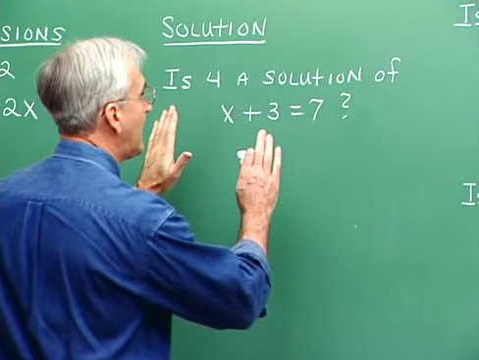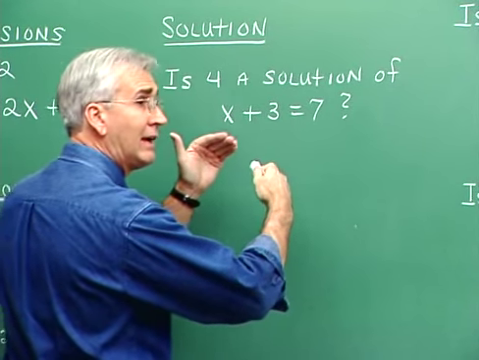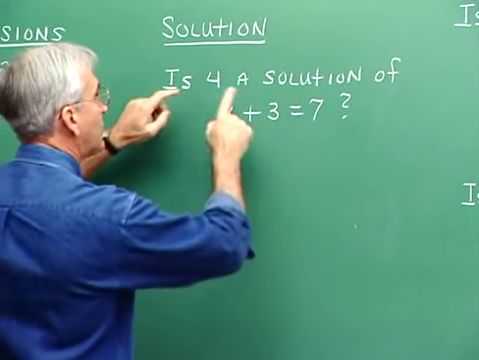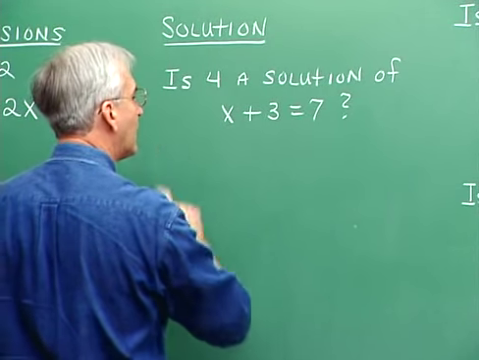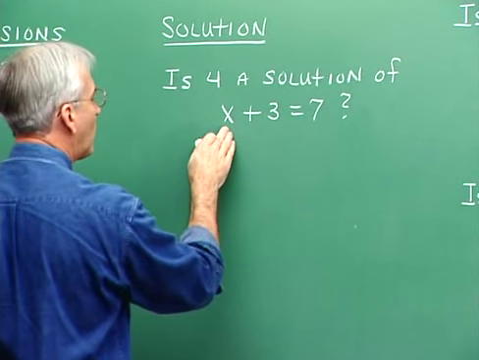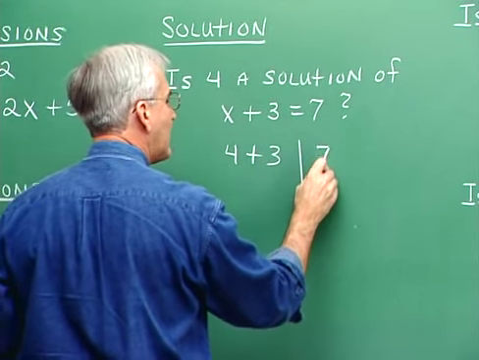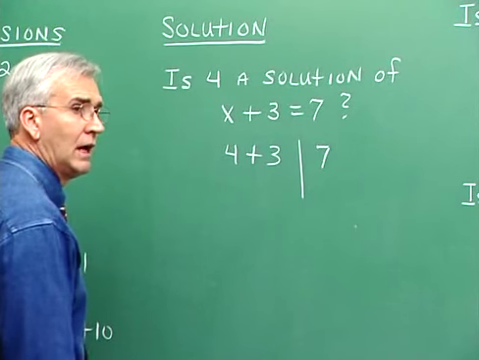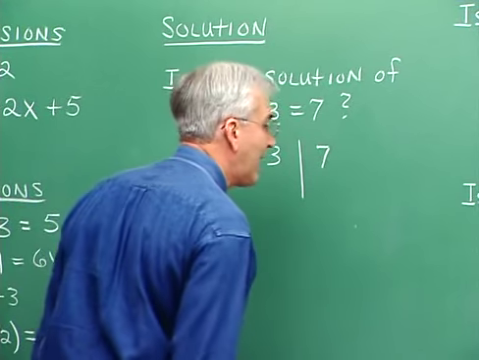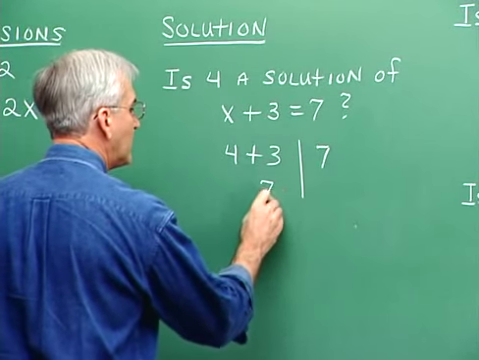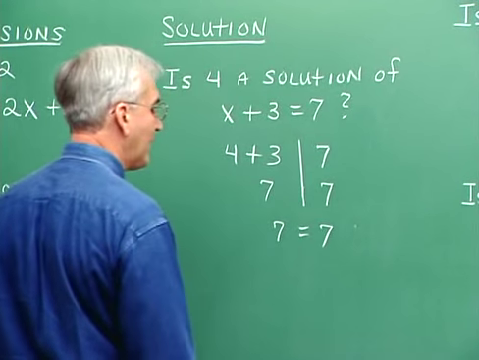Now, remember, solution means a replacement for the letter or letters that makes the statement of equality true. And to discover whether or not we have a solution, we replace the letter with the candidate for a solution and see if we have truth. Well, when 4 replaces x, we would have 4 plus 3 on the left side. Now, on the right side, we have 7. I'm just going to separate here with a little bar. I could put an equal sign with a question mark, I guess, because we're questioning whether or not we have equality. But over here, we get 7, and on the right, we have 7.